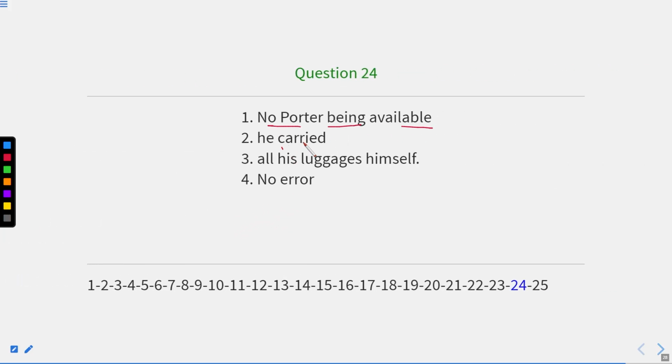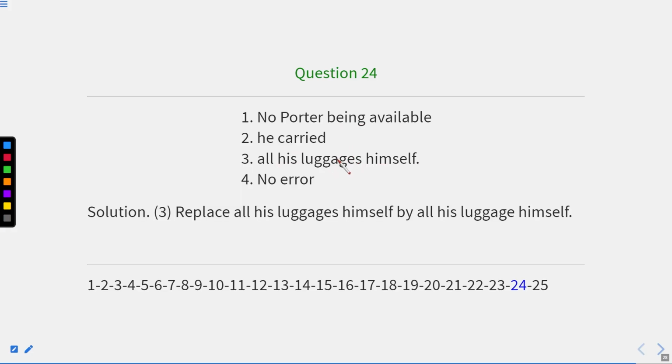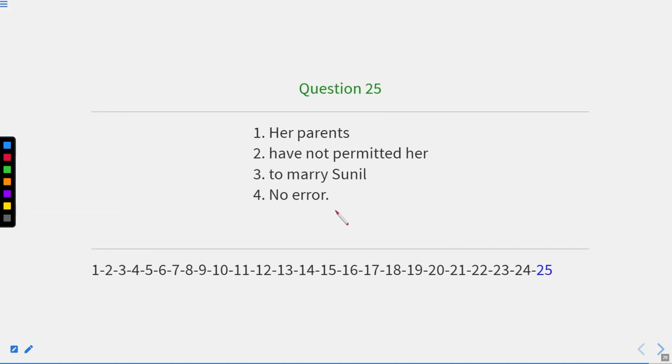No porter being available, he carried all his luggages himself. We cannot use luggages, we should use luggage. Therefore, the error is in part one of the sentence. So replace all his luggages himself by all his luggage himself. Okay. The word luggage is an uncountable noun. Now let us move to the next one.